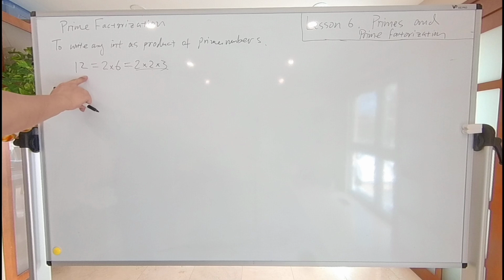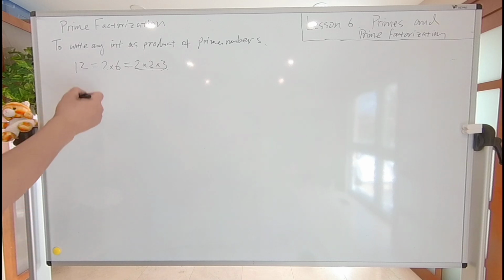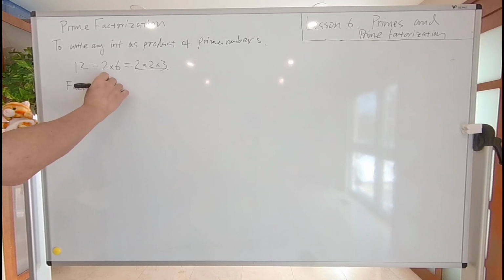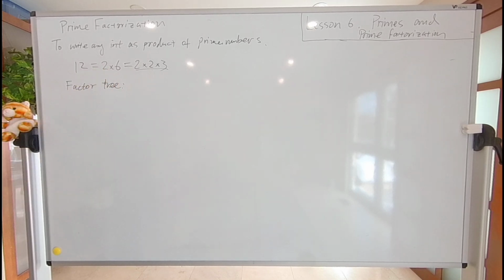Up to here, this example seems a bit random. Is there a way to help us make sure that we're writing out all the prime factors, where we're not leaving anything out? There's a certain format called a factor tree. This is like the first time you learned long division or long multiplication, so this can help you look for the prime factors step by step.